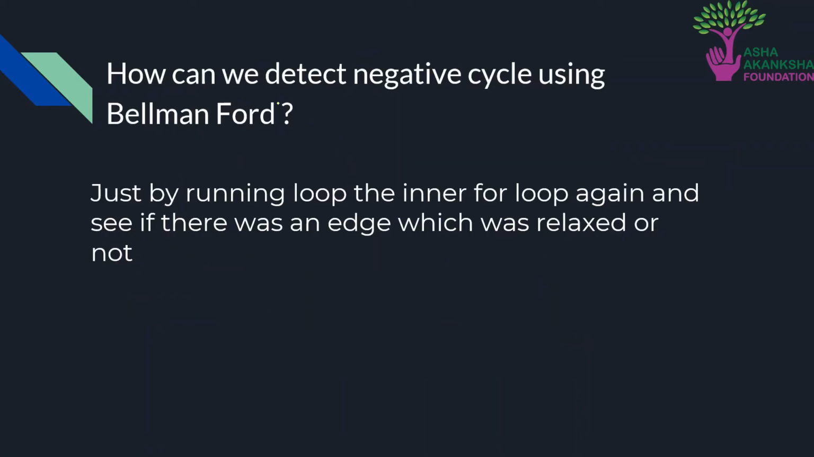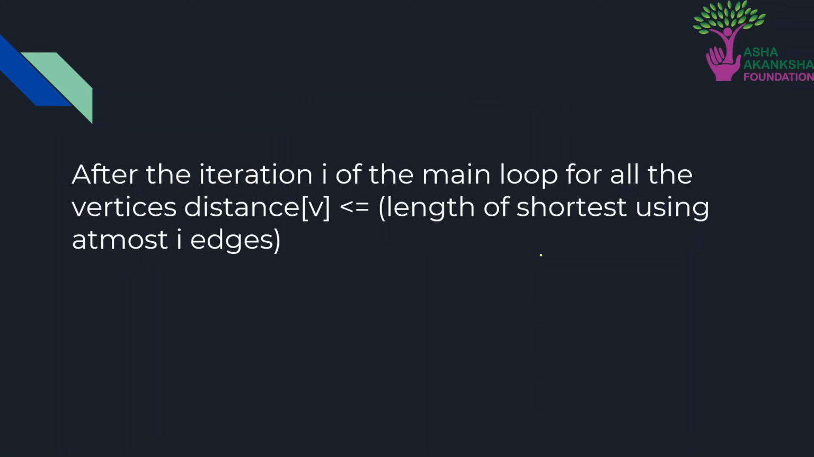So let us see how we can detect a negative cycle using Bellman Ford. It is just by running the inner for loop again and seeing if any edge gets relaxed or not. As we know, a negative cycle will contain a negative edge, therefore our algorithm would try to relax the tense edge, which can be detected just by running the inner for loop, which was used for exploring all of the edges, once more. So let us see some claims through which I will prove the correctness of the algorithm.